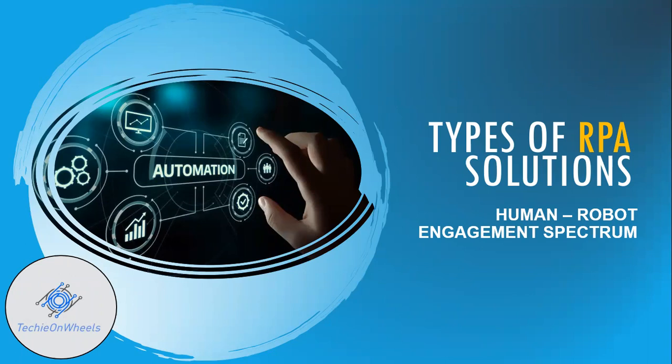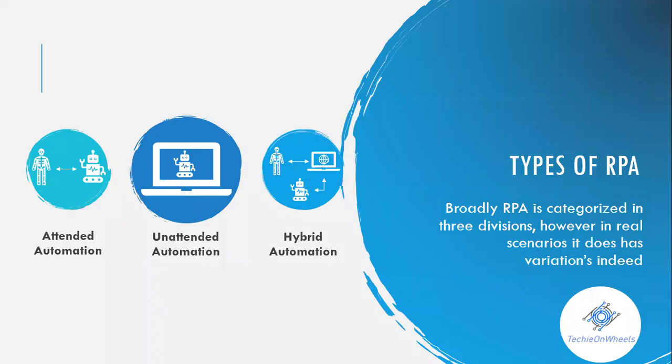Today we'll look around the type of RPA solutions, which I prefer to be called as human-robot engagement spectrum. So basically, when we talk about type of RPA, in a broader criteria, we have three divisions onto it. One is attended automation, another we call as unattended automation, and third is hybrid automation.